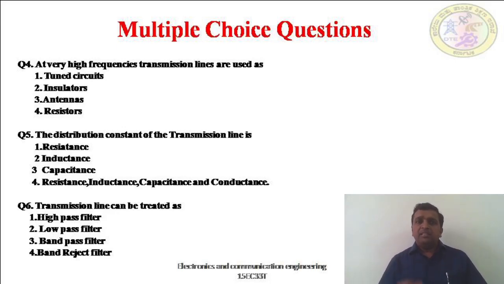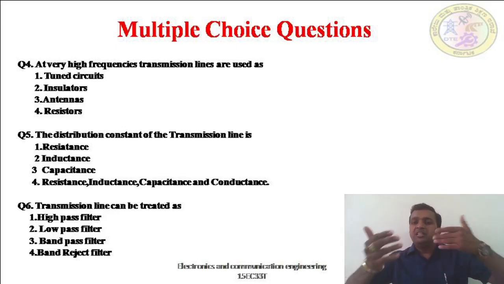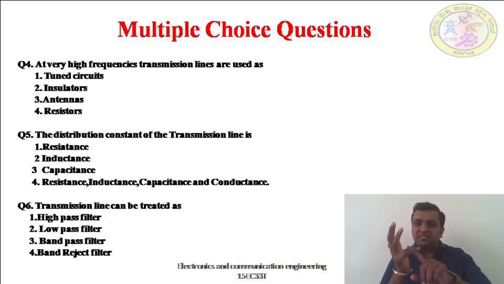Question number 5. The distributed constants of the transmission line are option 1, resistance, option 2, inductance, option 3, capacitance, option 4, resistance, inductance, capacitance, and conductance. The answer is resistance, inductance, capacitance, and conductance. Why? Because as I told you, the transmission line itself is a distributed parameter. It is distributed in terms of primary constants and secondary constants. What are the primary constants? Resistance, inductance, capacitance, and conductance. And the answer is option number 4.